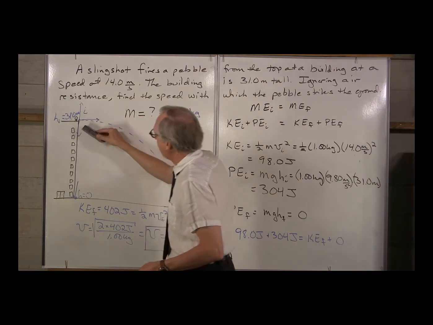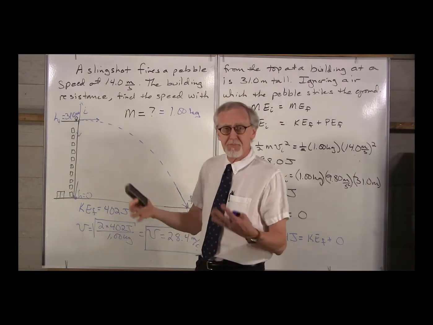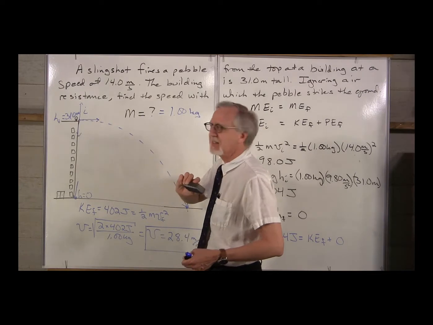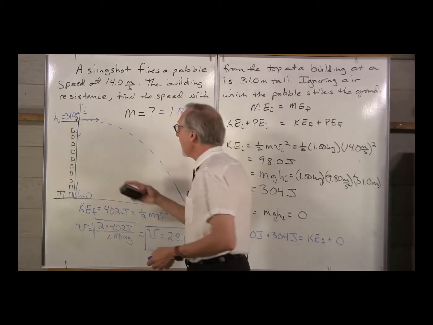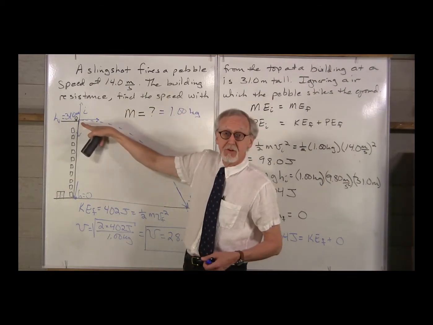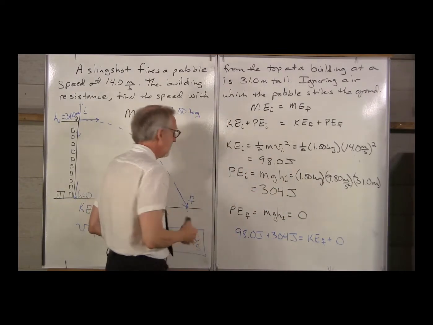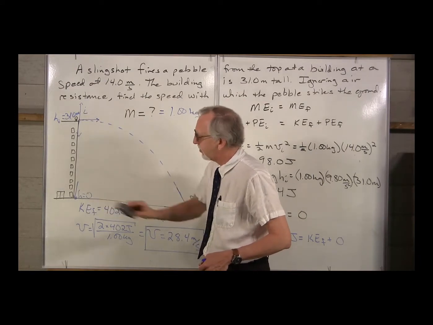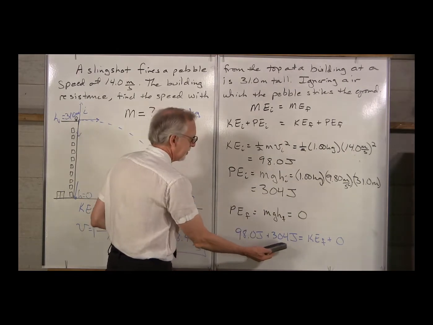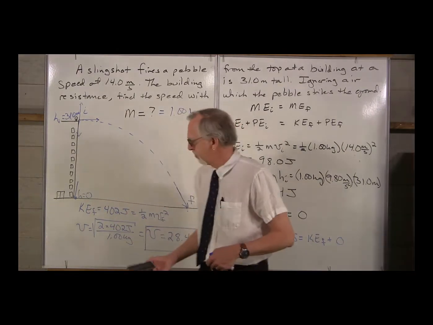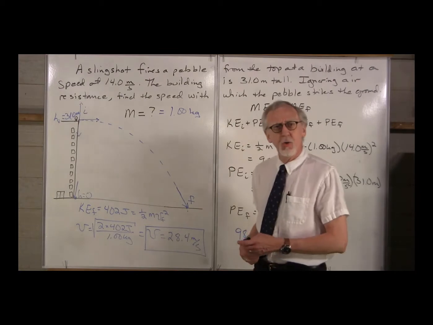Now being launched down, we still have 1/2 mv squared. The kinetic doesn't depend on the direction, only the magnitude of the velocity, and the velocity still has the same magnitude. So the initial kinetic is still the same. The initial potential, well, we're still launching it from 31 meters, so the initial potential is still going to be 304 joules. Final potential, well, we're still letting it go down and hit the ground, so the final potential is still 0. So again, we have 98 plus 304 equals KE final plus 0, and we end up with exactly the same speed. There is no difference.